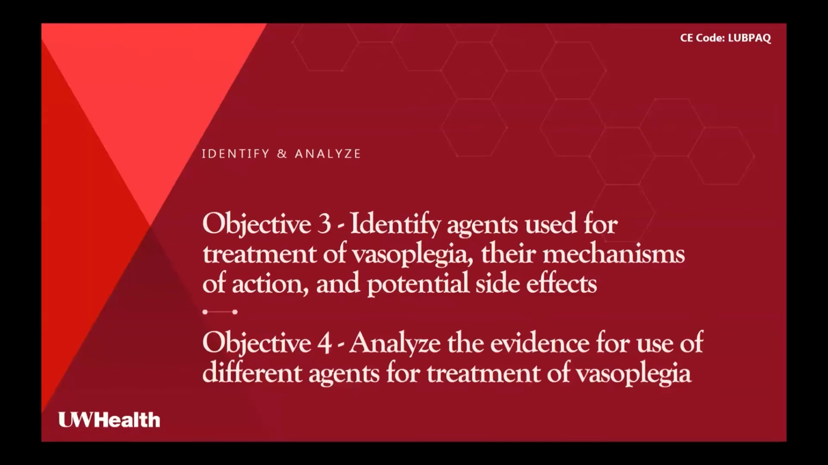All right, so next we'll move on to the meat of the presentation, which is the discussion of our management of vasoplegia, and the medications that we use to do so. This section of the presentation will be combining objectives 3 and 4. So we'll discuss each agent and their mechanisms, dosing, side effects, and other considerations, since they aren't medications that we use in a ton of patient populations. And as we discuss each agent, we'll also evaluate some of the evidence for each agent.